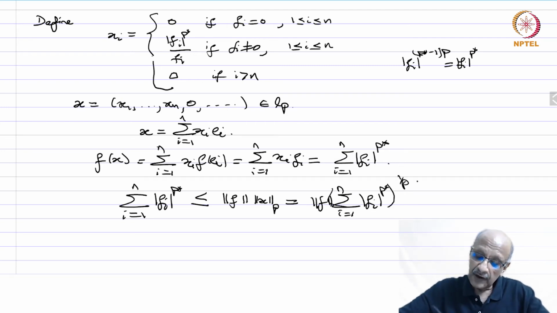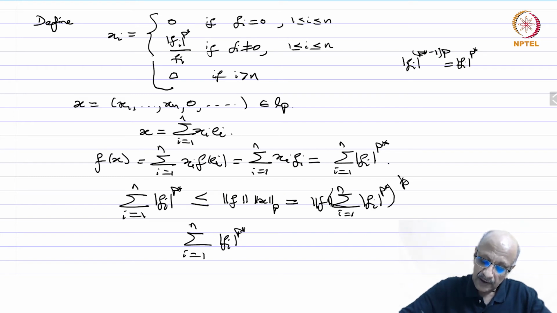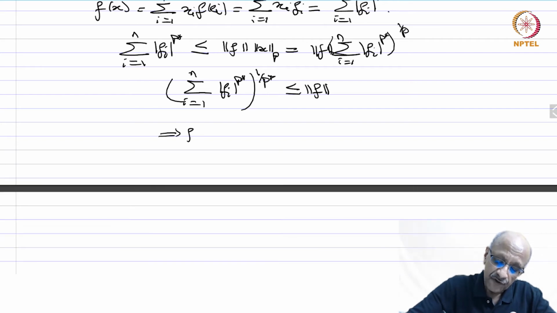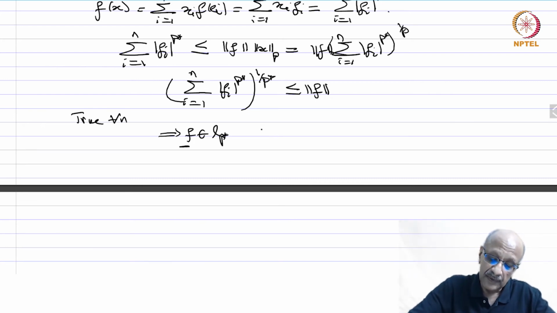So now if I divide this over to the other side, sigma i equals 1 to n mod fi to the p star whole power 1 minus 1 by p, which is 1 by p star, is less than or equal to norm f. And now this is true for all n. This is an old trick which we have done. So this implies that f bar belongs to LP star, and norm f bar in LP star is less than or equal to norm f.